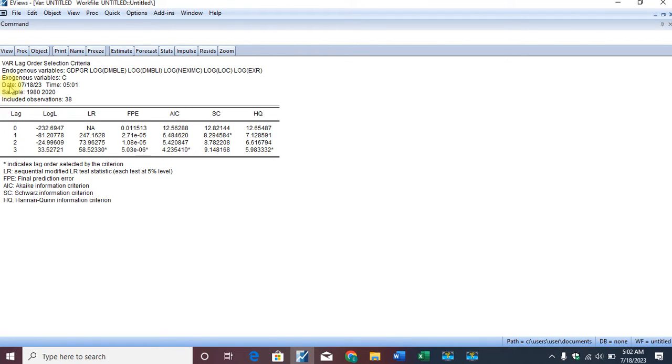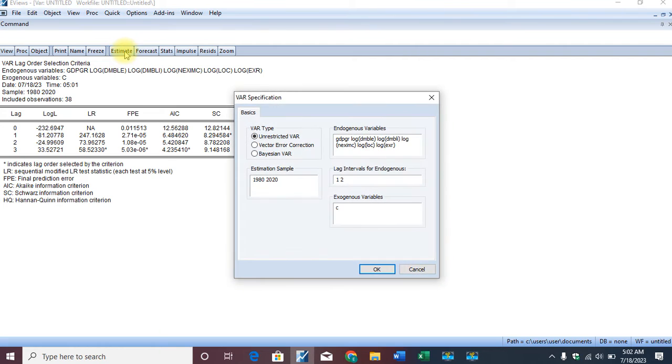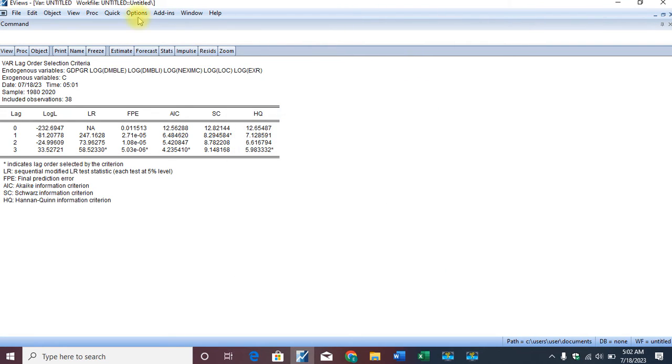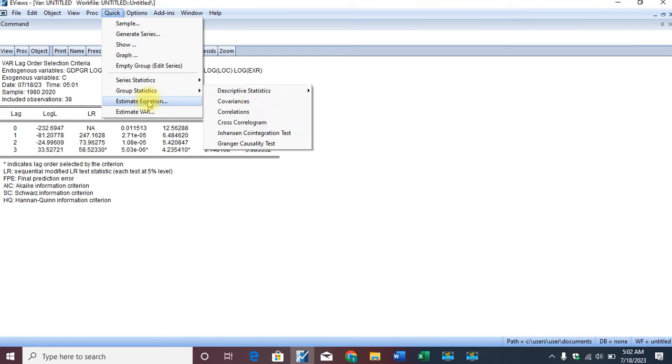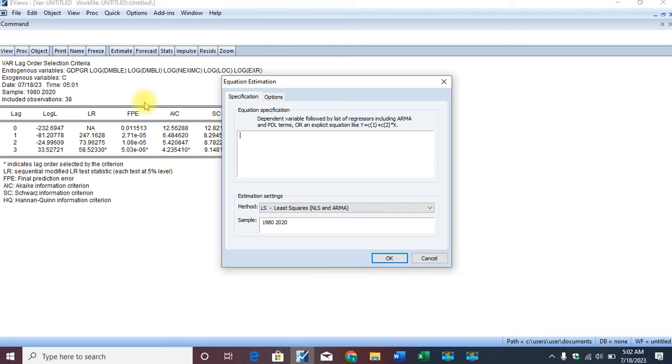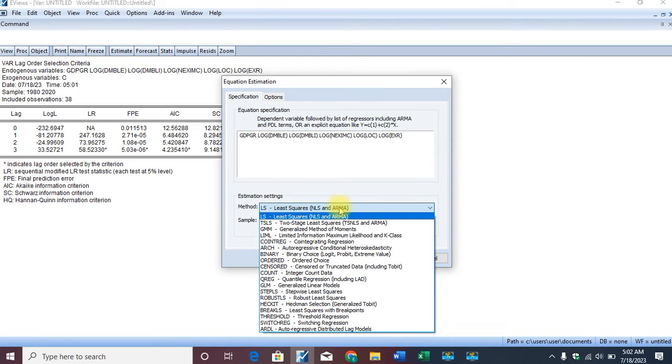So let's proceed. I'm back again to my worksheet. I'll go to Quick again. Now I'll go to Estimate Equation. I input my equation. This is the equation I'm working with. Given the conditions underlying this estimation, I'll go to method of study. This is method of study. I will go to the last one. I'm using EViews 9.